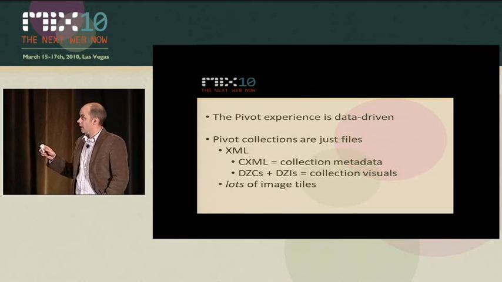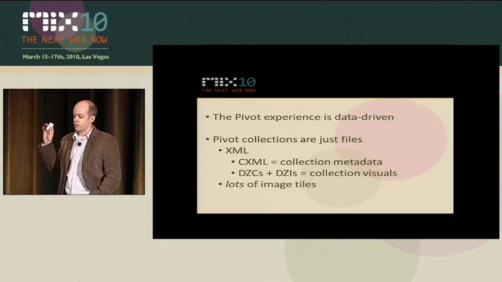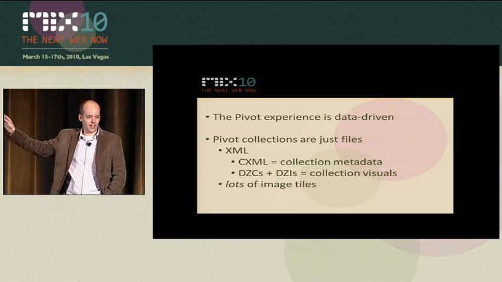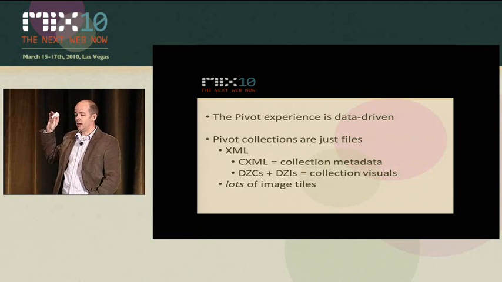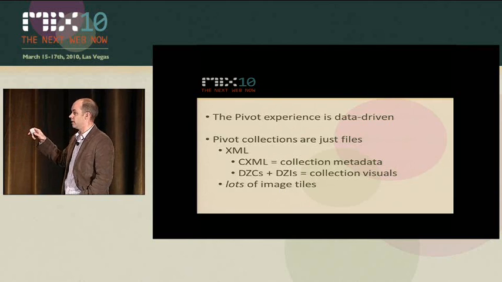Second, even though this is a new kind of experience, it's not actually very intimidating because really all it is is a big bunch of files. And we're going to show you exactly what that means in a second. But really, it's three kinds of XML. The first kind is the CXML, and that's the collection metadata. So that's going to be the biggest file that contains all of the values for all of the items in the entire collection.